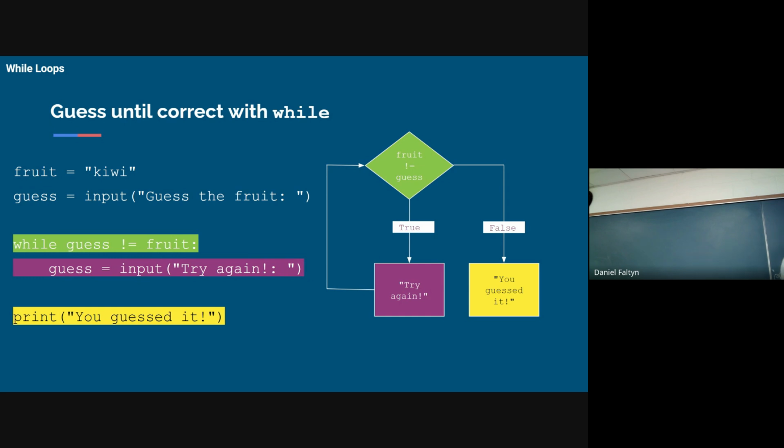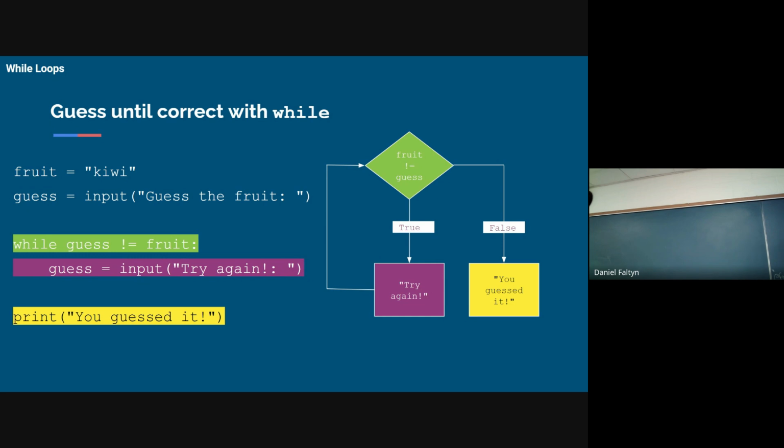Try again. So what this looks like in this diagram is the flow comes in and says, okay, I know the fruit is kiwi, and the user guessed strawberry. So it does this conditional check. Is it strawberry? I think I have this sort of backwards. So fruit does not equal guess, pardon me. Fruit does not equal guess is true. Try again. And then I immediately come back up and do this evaluation. Then I ask the user again, and I ask the user again until the user says kiwi, at which point they guessed it, and I exit this loop.